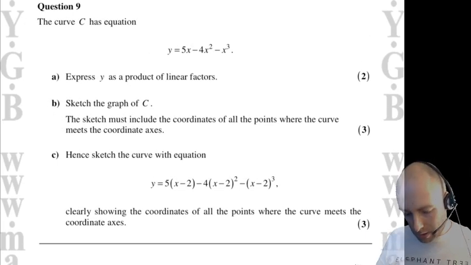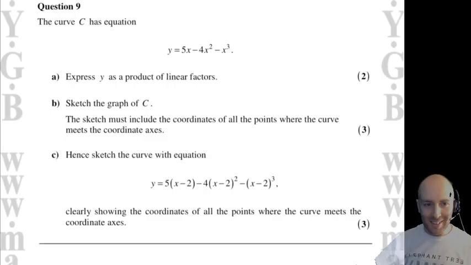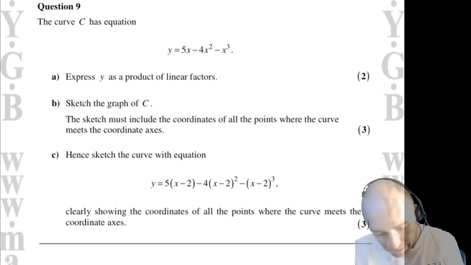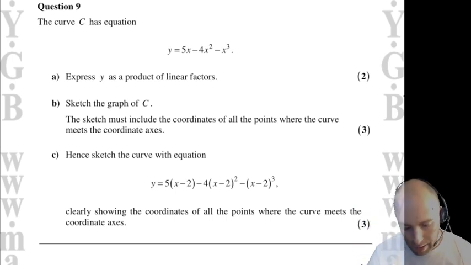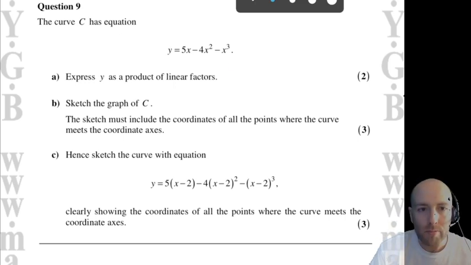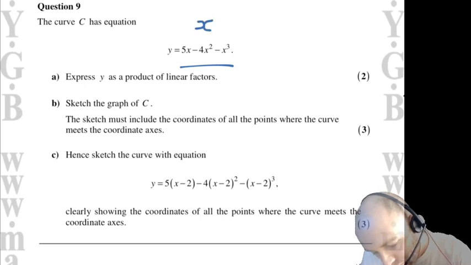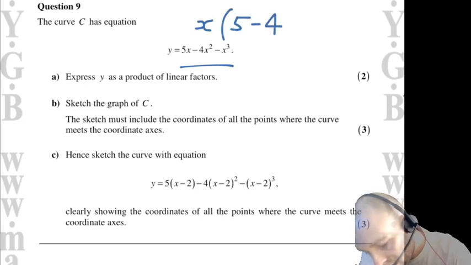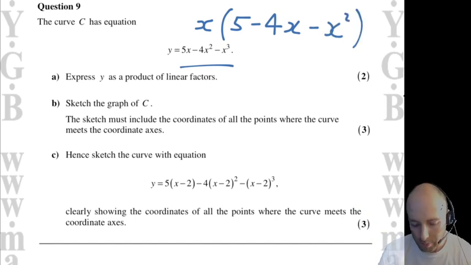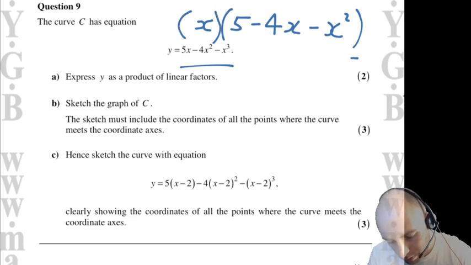Cool. I'm back. Let's give this a go. So, express y as a product of linear factors. So we need to factorize this. It's a roundabout way of saying that. So we've got three x terms. Let's take x out as a factor first. So we get x(5 - 4x - x²). Still not linear though, although x is linear. So we need to factorize this one now.